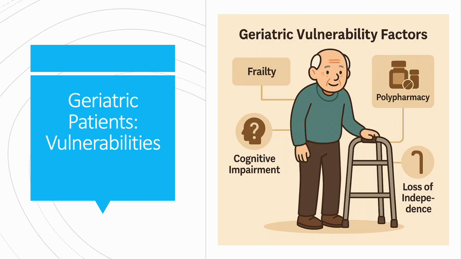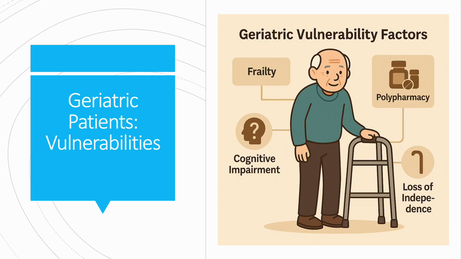Geriatric patients make up a large portion of EMS responses nationally, and they represent one of the most vulnerable groups we encounter. What makes them high risk isn't simply their age, it's the complex combination of physiological decline, medical comorbidities, cognitive changes, and social factors that often leave them dependent on others for survival. Let's break down the major areas of vulnerability.